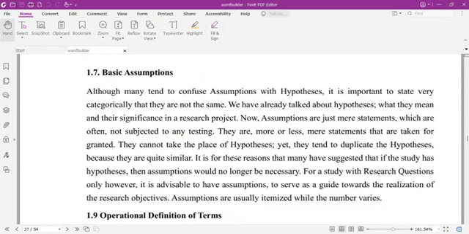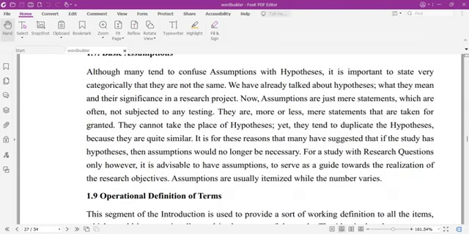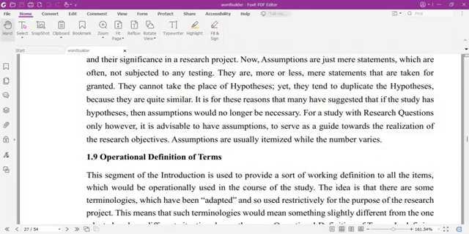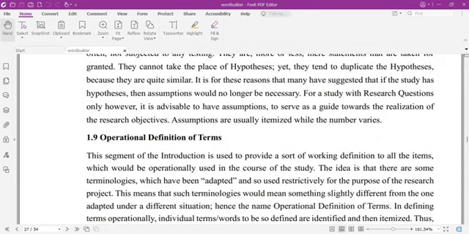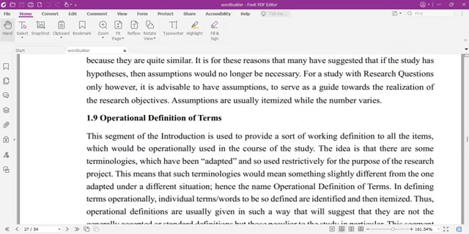Assumptions are not the same as hypothesis. We've talked about hypothesis before. Assumptions are just mere statements. You cannot test them. They're not subjected to any testing. They're just ordinary statements. So you can see the difference between the assumptions and hypotheses. Hypotheses are subjected to testing. You work on them, you get your results.